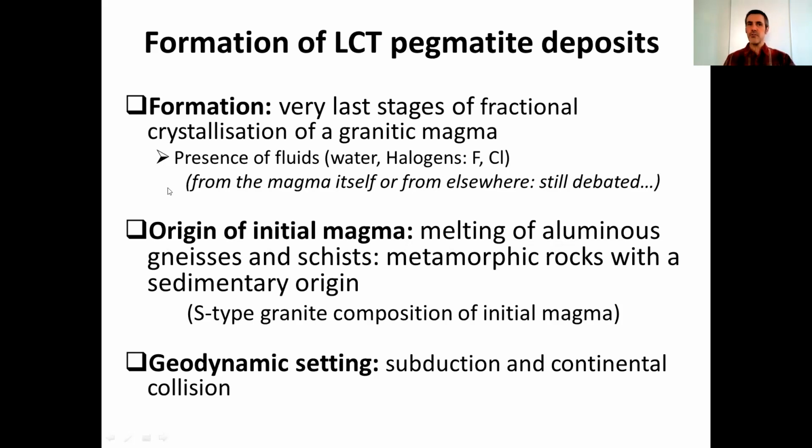The origin of this initial granitic magma is the melting of an aluminous gneiss or schist. It's a metamorphic rock with a sedimentary origin. To be accurate, this is an S-type granite composition for the initial magma. In terms of geodynamical setting, we find LCT pegmatites in subduction and continental collision settings.